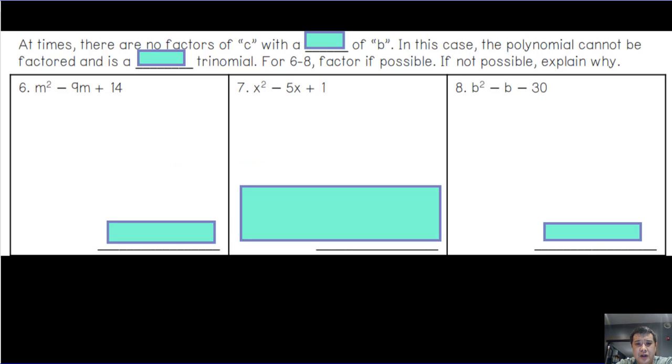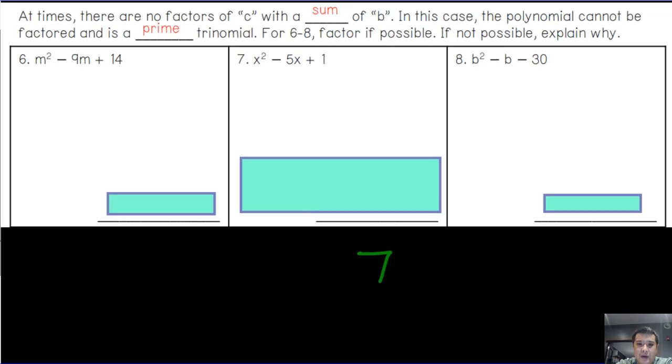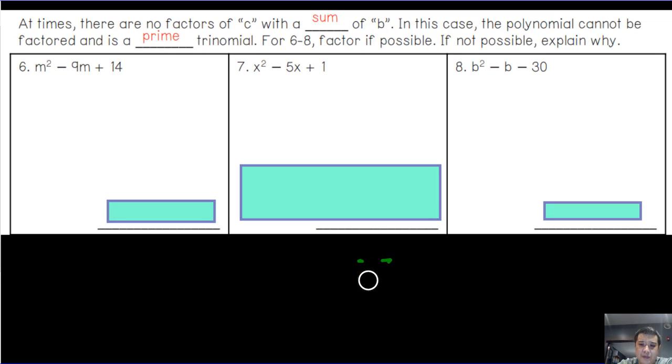At times, there are no factors of c with a sum of b. In this case, the polynomial cannot be factored, and it is called a prime trinomial. Just like the number 7 can't be factored into anything else besides 1 and itself, and we call that a prime number, there are specific polynomials that we can't factor into two binomials. We call those prime trinomials. So go ahead and try to figure out which one of these is not factorable, and factor the ones that you can.